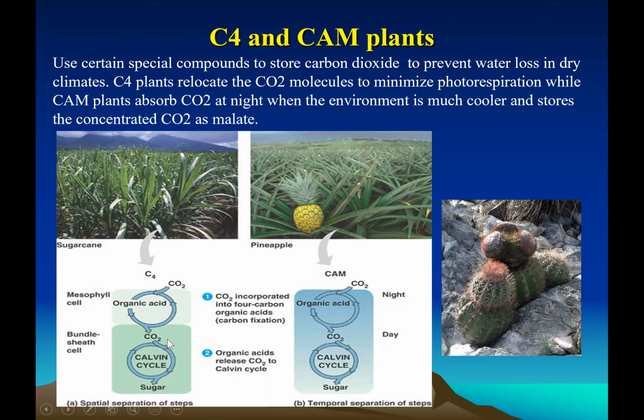Desert plants like cactus or pineapple will open the stomata only at night. This is called crassulacean acid metabolism. They will open at night and they will form something called malate or malic acid. And then they will use it during the day as a carbon source for the citric acid cycle. So plants have a way of overcoming harsh environments.